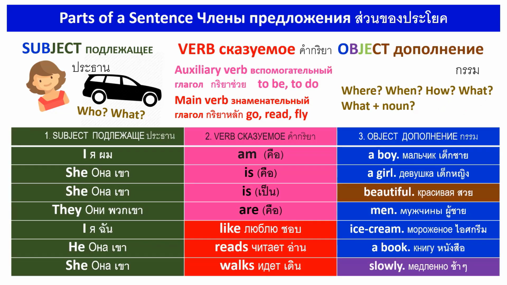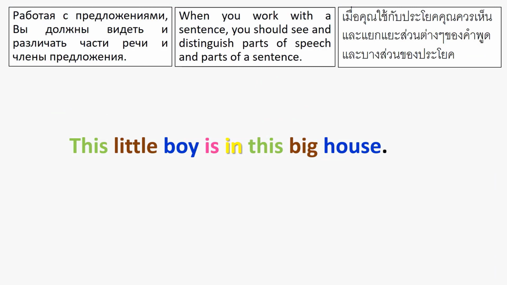I am a boy. She is a girl. She is beautiful. They are men. I like ice cream. He reads a book. She walks slowly. When you work with a sentence, you should see and distinguish parts of speech and parts of a sentence.